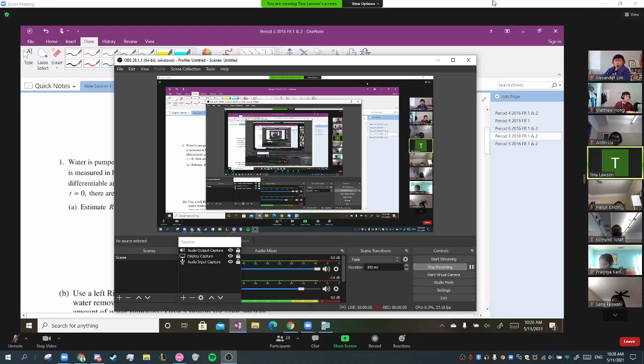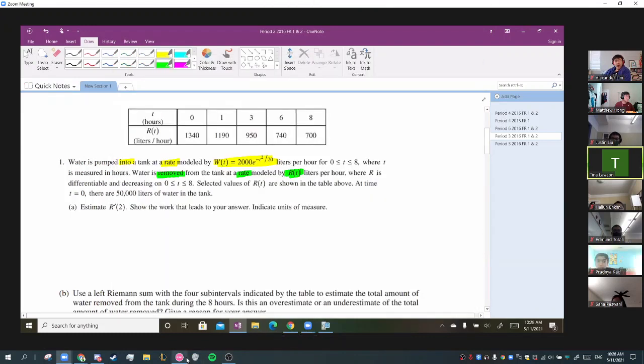From the tank at a rate, R of t. And the R of t is up here. Okay, so both of them are rates. That's a very important keyword for both. Where R is differentiable, that's good to know, and decreasing.